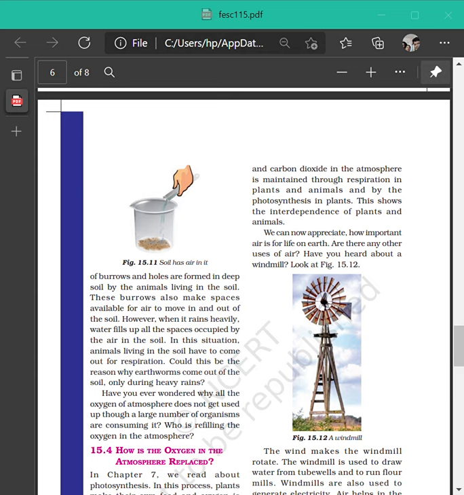Yes, read the last paragraph, then 15.4 Ashmita will read. Okay. Yes, ma'am. Devanshi.